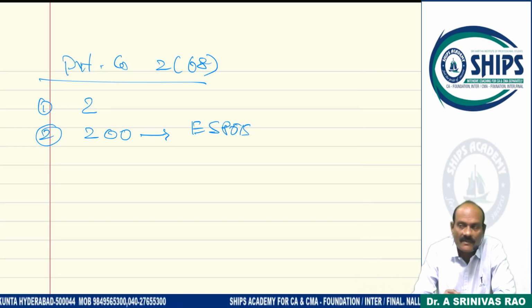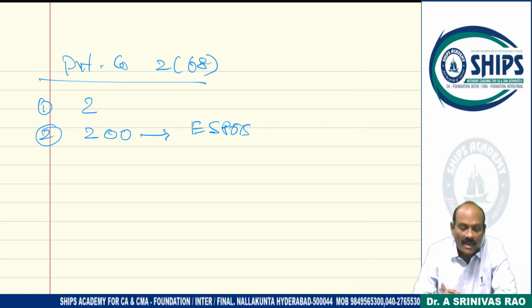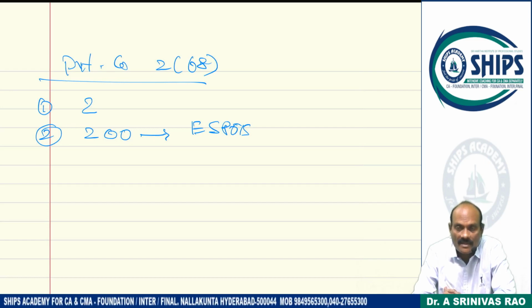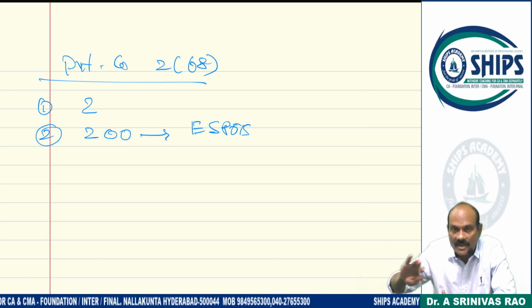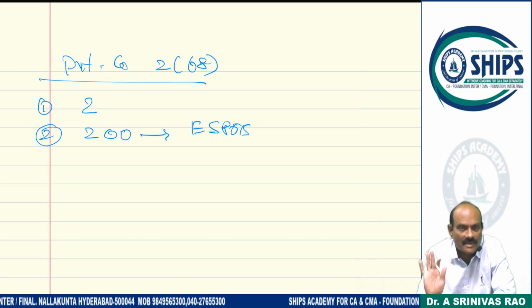In our private company, all the employees are shareholders. Ours is a private company. How many employees are there? 500 employees, and all 500 are shareholders. While counting the 200, a present employee who is a shareholder is to be excluded. Present employees are not to be counted, though they are shareholders.